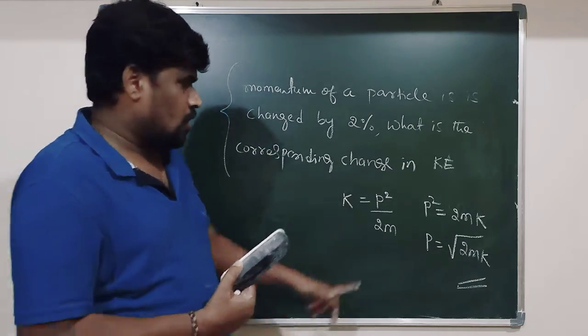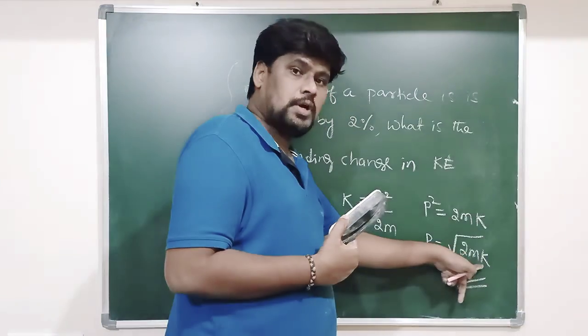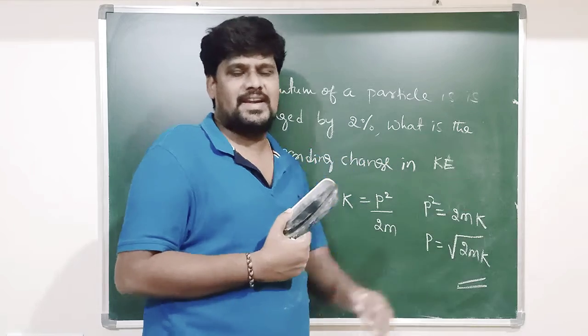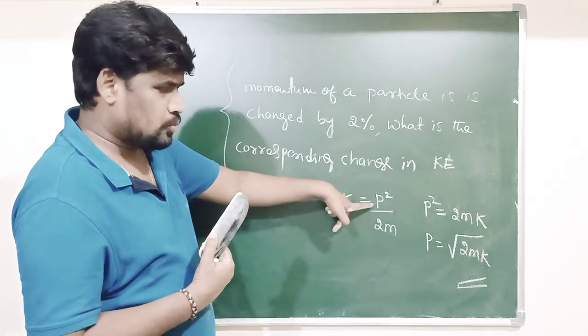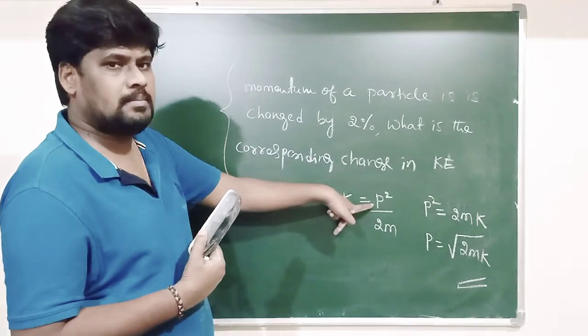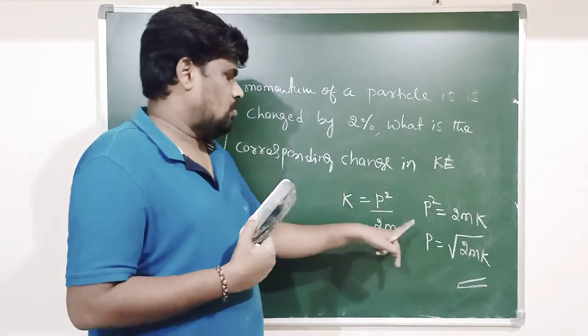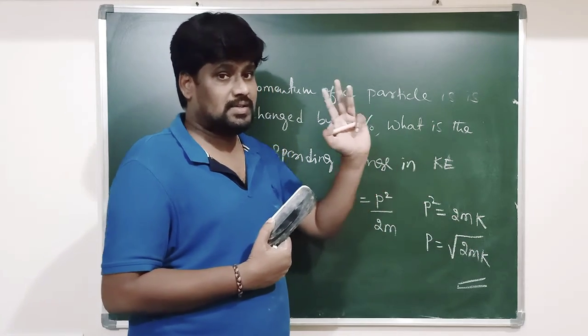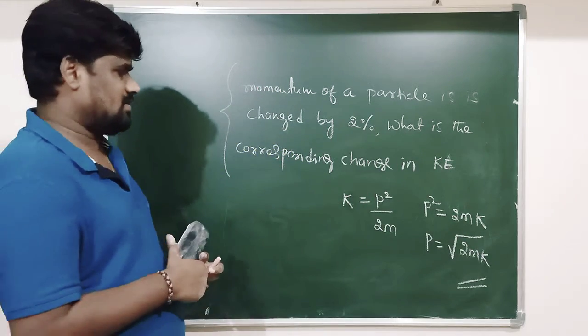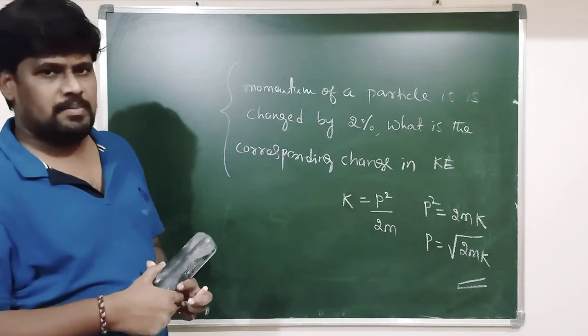In the same way, momentum is directly proportional to the square root of the kinetic energy. Notably, kinetic energy is directly proportional to the square of the momentum, and momentum is directly proportional to the square root of the kinetic energy. I will come back to my problem here.